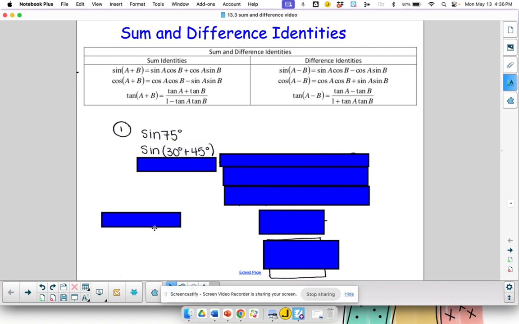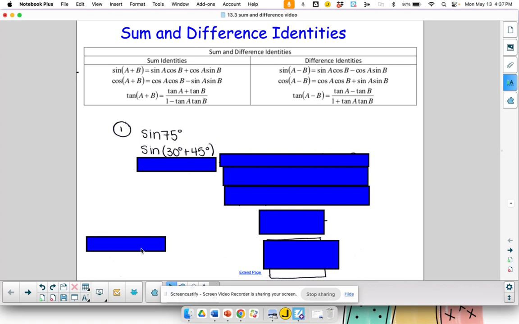And so I'm going to change the way it's written. Notice that that argument there, where the 75 is, it's called an argument. Notice that argument is still 75. So I haven't changed the value of this trig expression. I've just rewritten the argument to something equivalent.